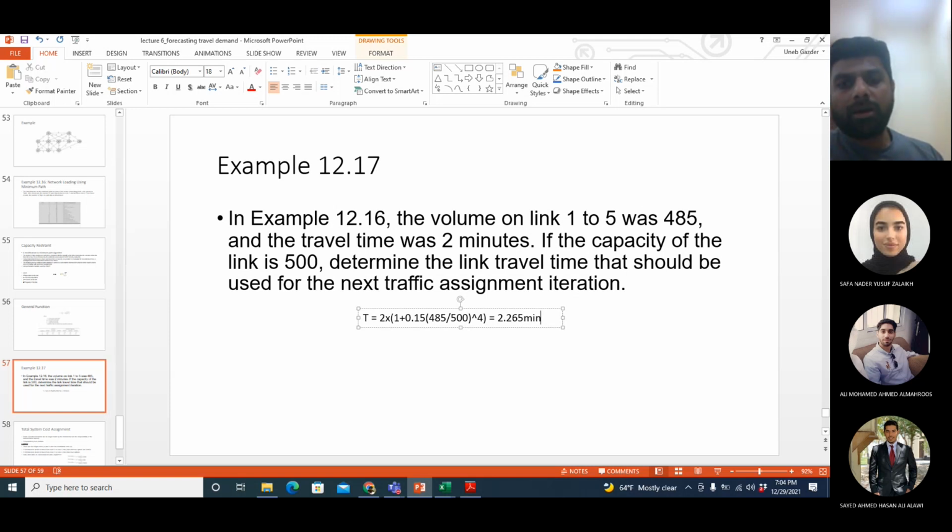Now, if the volume exceeds capacity, what will happen? This ratio will become more than 1, and in that case you should stop. This ratio cannot be more than 1. If you reach 500, then just use 500 to calculate the travel time. That's it. The remaining trips have to go on some other highway. There is no way you can put a value of more than 500 here.